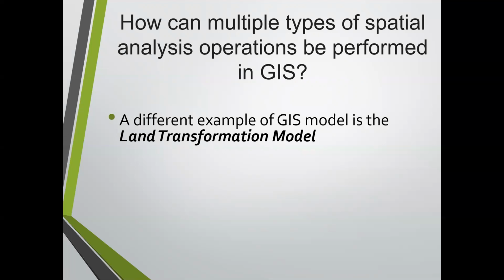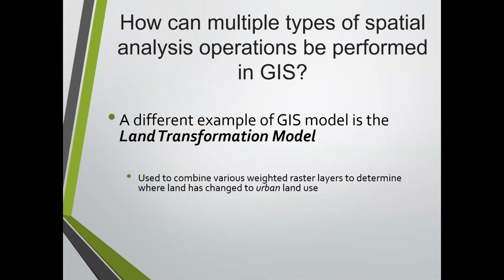This group is actually from Purdue University, this Land Transformation Model group. They've developed this process, and you can go out to their webpage. It's kind of a study that they've done, and then they use various weighted raster layers or data to determine land changes that have occurred, let's say, from agricultural land use to urban land use over time.